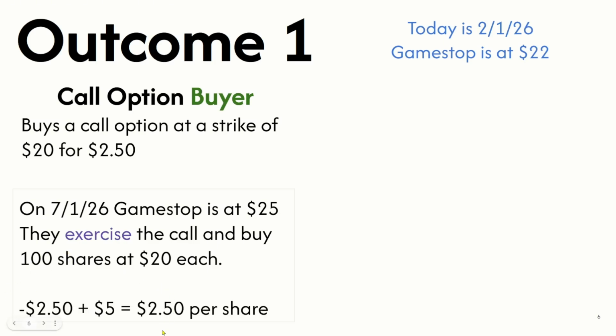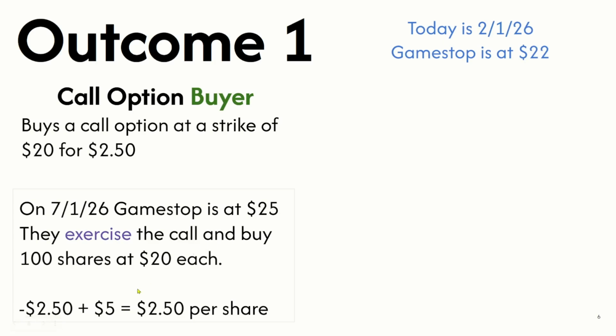So here's our math at the bottom. We paid $2.50 up front. That was the price of the option. And then we made $5. So we exercised the call and we bought the shares at $20 each. But remember, the market price is $25. So we had the right to buy them at $20, which we did. Then we turned around and we sold them at $25. So that's a difference of $5.